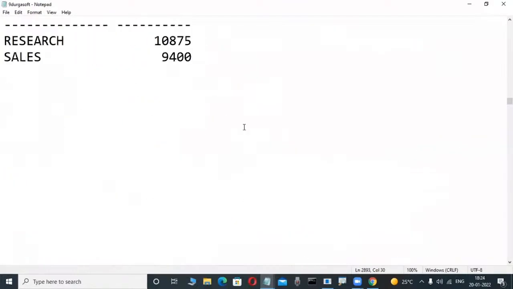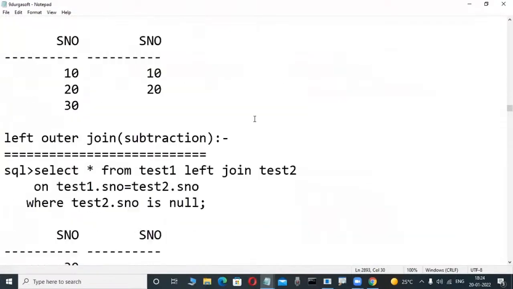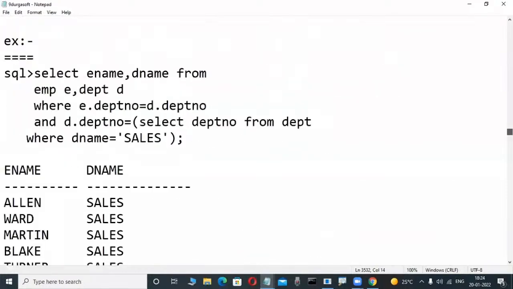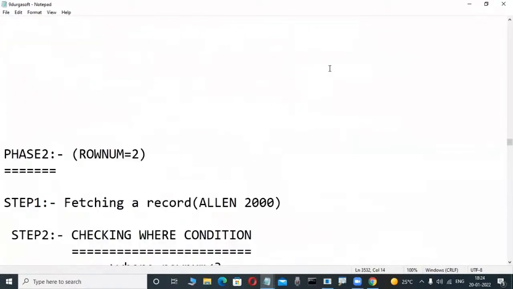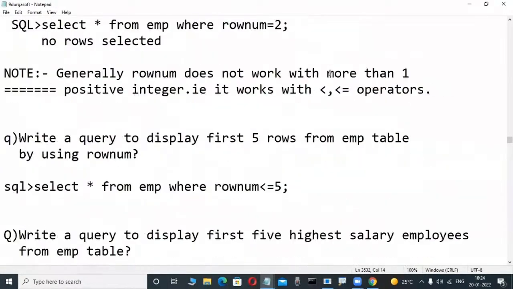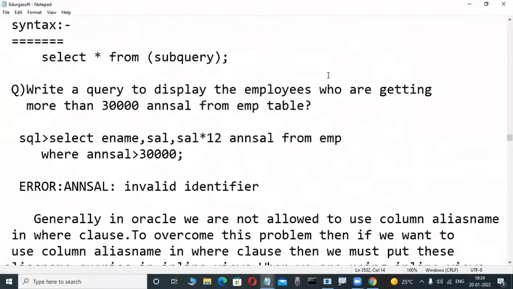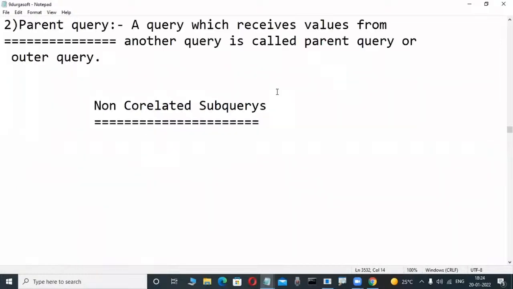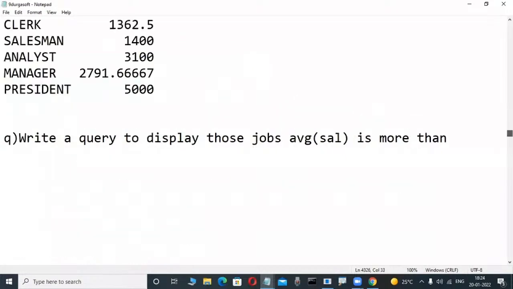Then constraints is a concept in our SQL language: primary key, foreign key, check, so many things are there. Once we are good at all those things in our course, subquery is a concept, most powerful. It is a query within another query, with only one or two lines of code. These are the main chapters. In a database, subqueries are most powerful, and in this chapter we learn about interview questions.